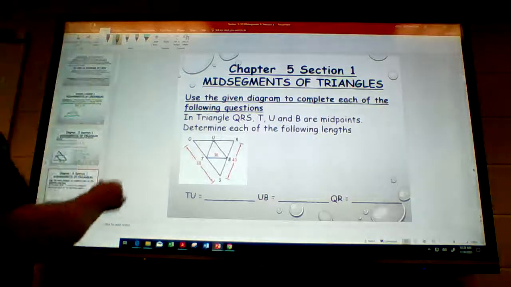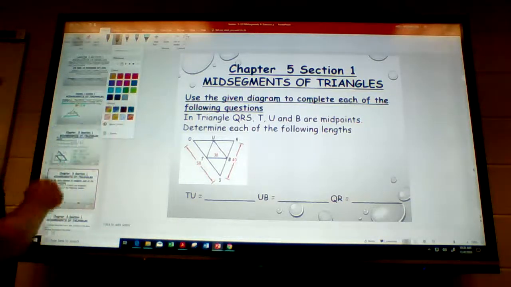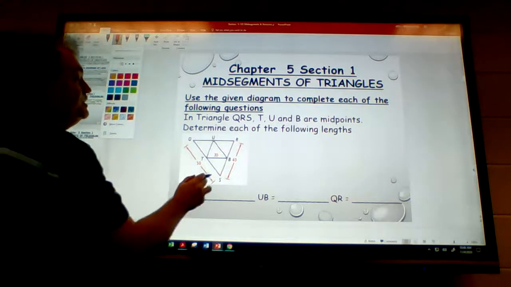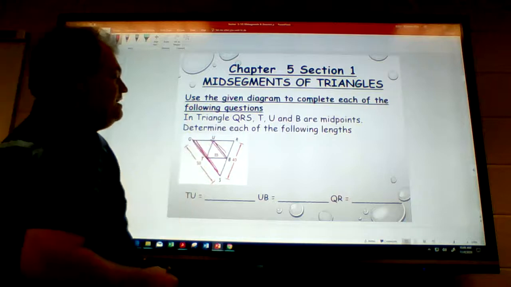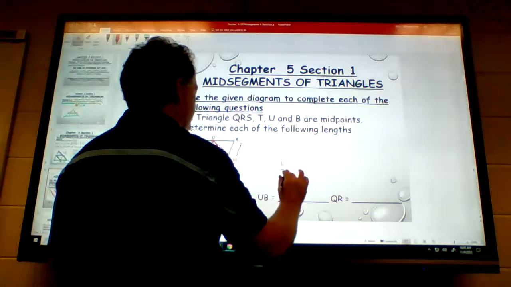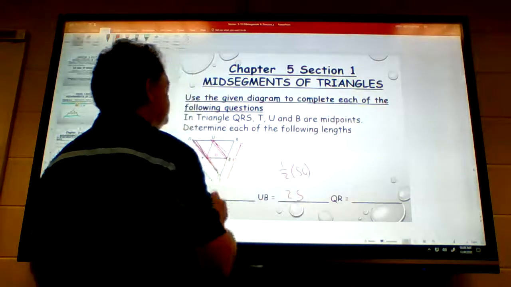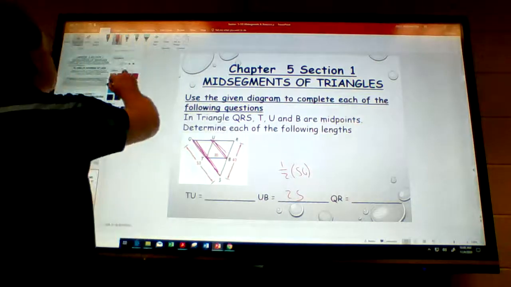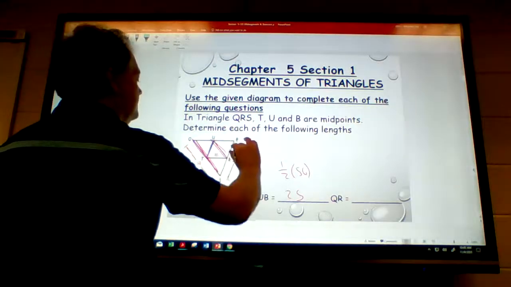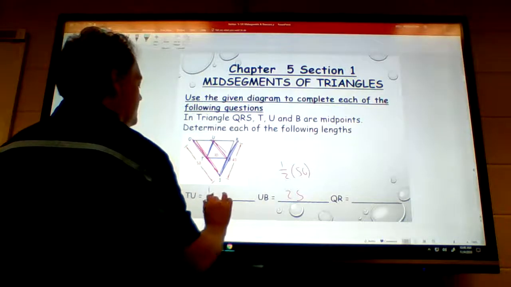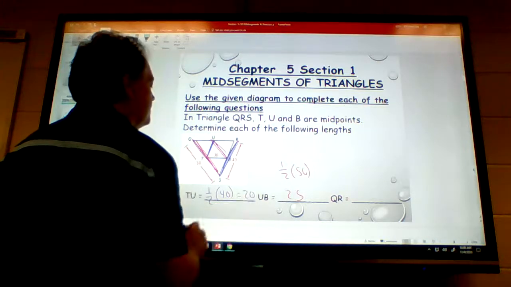All right, I'm going to resume. I'm going to start this one over because I had some technical difficulties with my PowerPoint. Here's what I know. I know the QS is 50. UB is half that. So UB equals 1/2 of 50, which is 25. TU, right there in purple, is 1/2 of 40, which is 20.